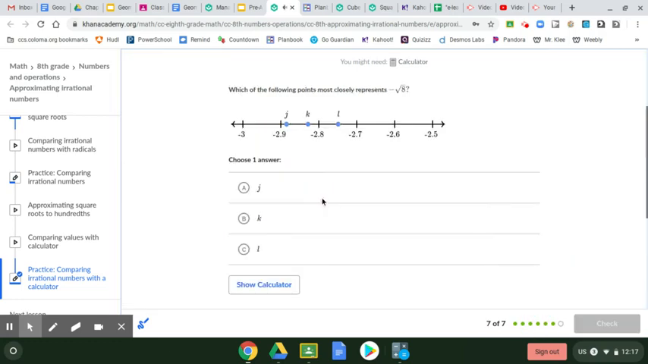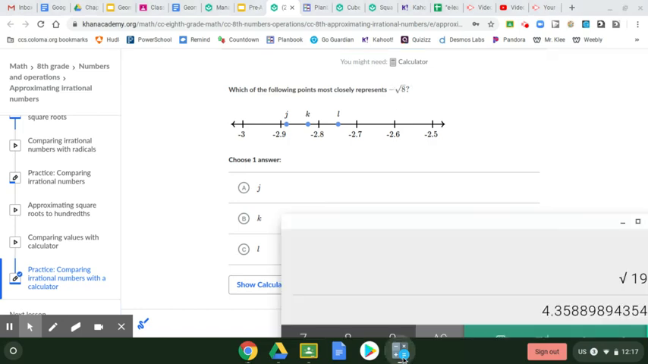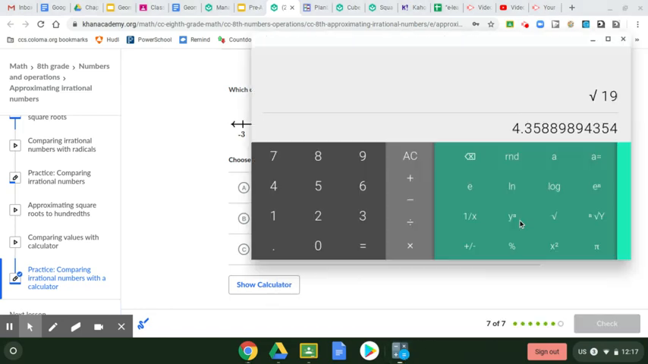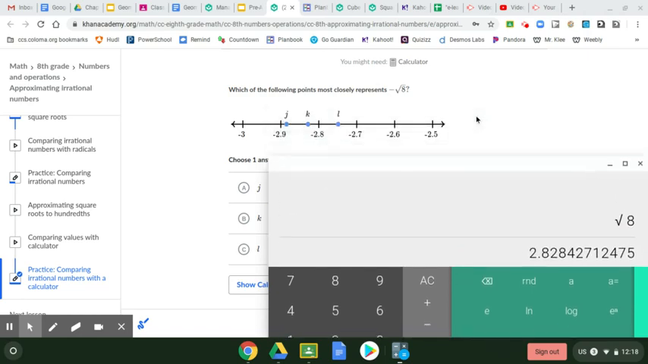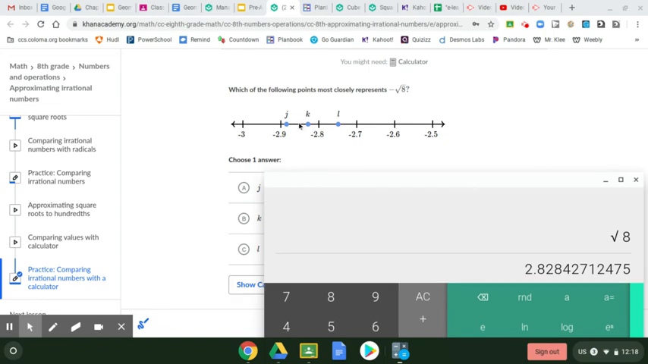We'll do one more just to really help you out here. The negative square root of 8. So that's not cube root, it's square root. So we're going to type in 8, and we want to square root it. That's 2.82. So if I put a negative in front, it would be negative 2.82.